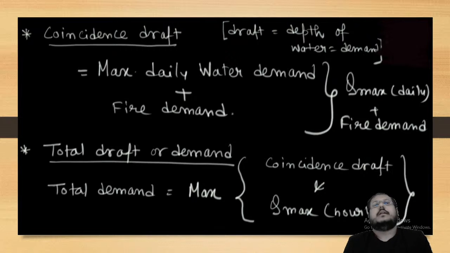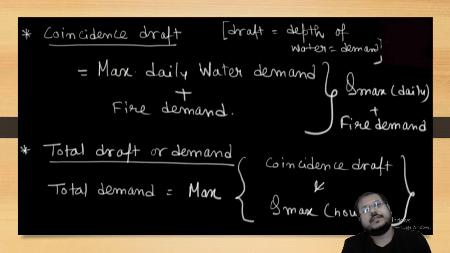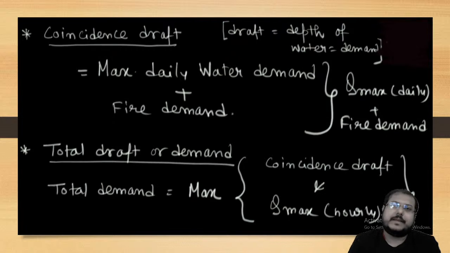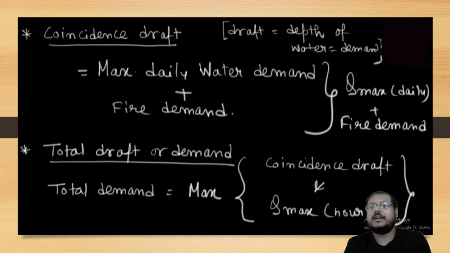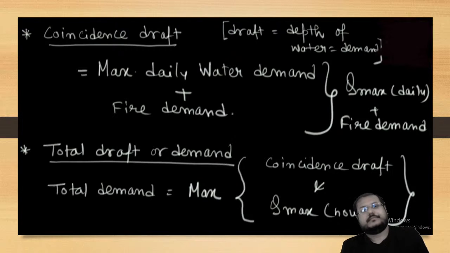Now, after going through these variations in water demand, we need to know about two terms. The first one is coincidence draft. Here, draft means depth of water, which is equivalent to the demand. Draft and demand are both the same term. Another one is total draft or total demand.